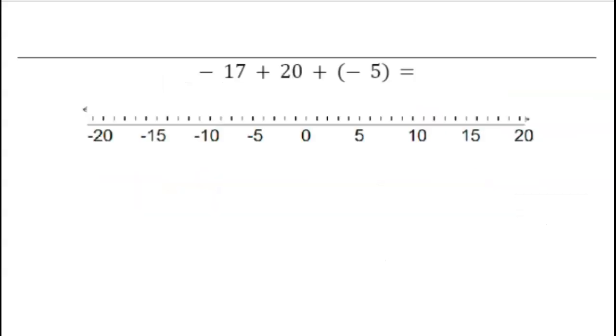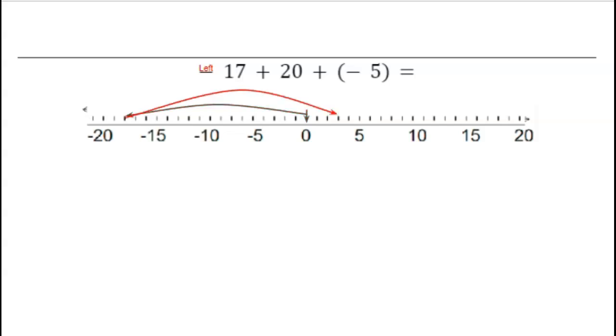Let's look at a number line. If we have -17 plus 20 plus -5, we start at 0, and we're going to move left 17 spaces. That's what our -17 means. Once we reach that -17 space, there is a change. The addition sign means a change, and we are going to change +20.